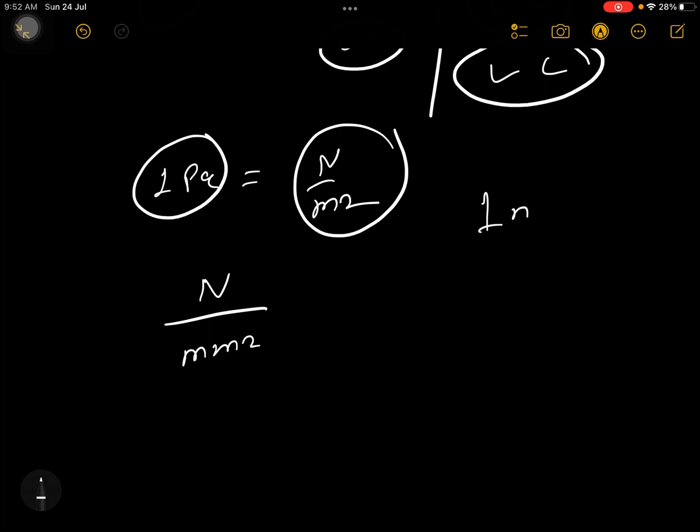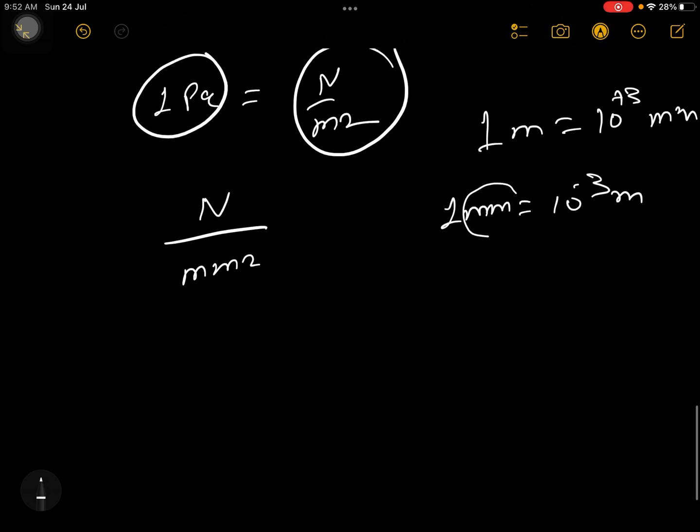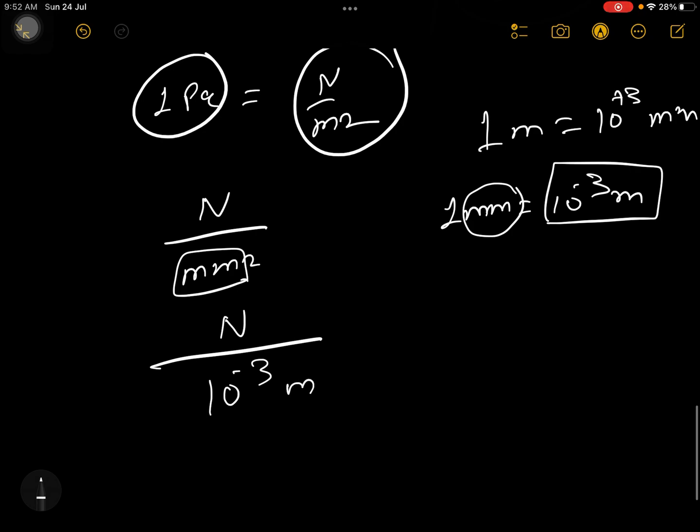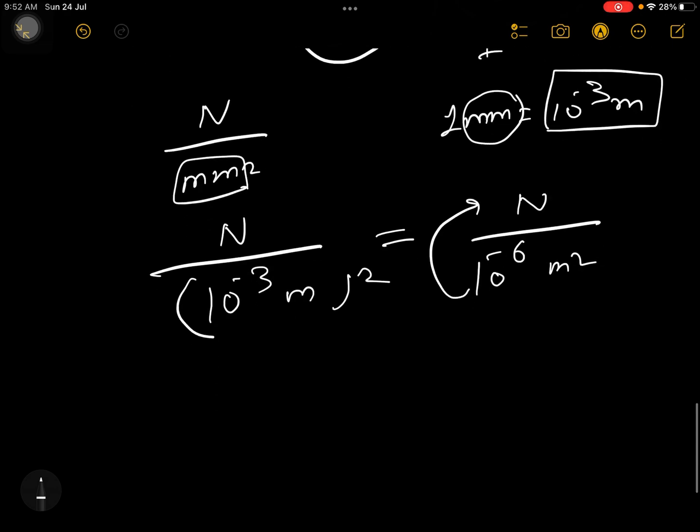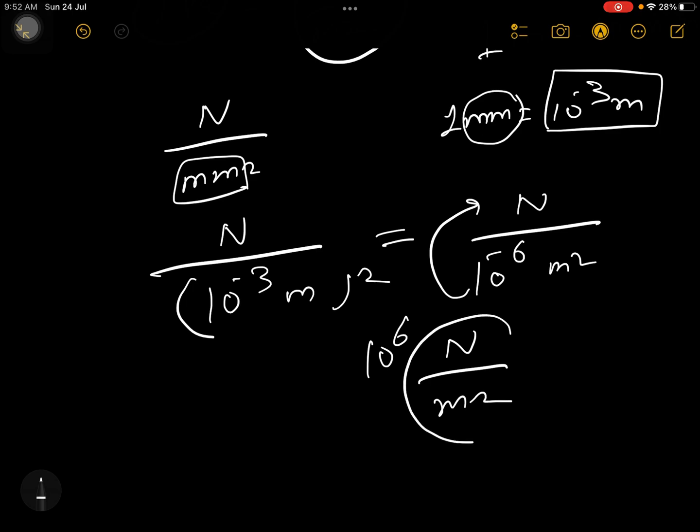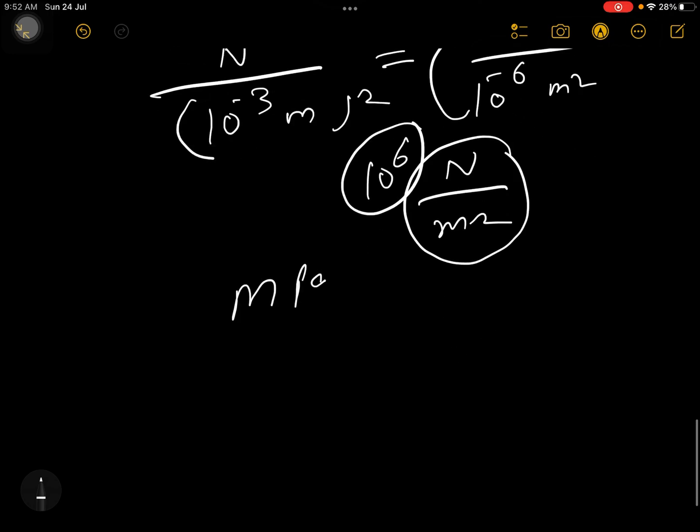Then you should know that 1 kilometer is equal to 10 to the power plus 3 meter, and 1 millimeter is equal to 10 to the power minus 3 meter. So wherever millimeter is given, you can replace it with 10 to the power minus 3 meter. Here millimeter square is given, so I can write it as 10 to the power minus 3 meter, whole square, right? So this will become Newton by 10 to the power minus 6 meter square. So 10 to the power minus 6 will go up, and it becomes 10 to the power 6 Newton per meter square. Guys, understand, this part was Pascal. 10 to the power 6 we always replace with mega. So this became megapascal. It means what?